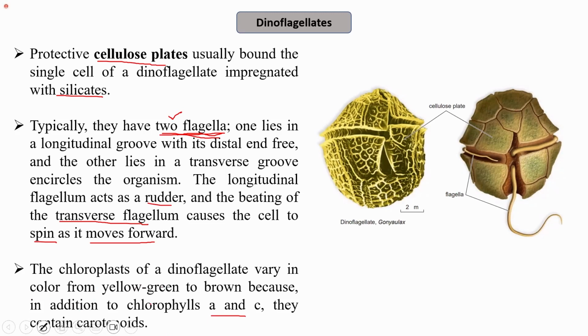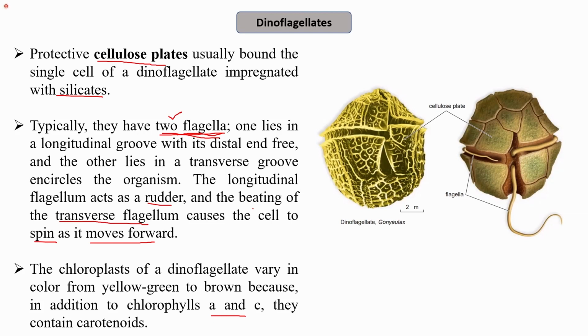So just like the diatoms have xanthophylls, these dinoflagellates have carotenoids, and based on the color of the carotenoids that are present along with chlorophyll A and C, they are of different colors. So the chloroplasts of a dinoflagellate vary in color due to the presence of various carotenoids, which are colored pigments. So the point to remember here is that dinoflagellates are organisms with two flagella, one longitudinal, one transverse. Remember the function of those flagella and what pigments are present. The pigments present are chlorophyll A, chlorophyll C and carotenoids.